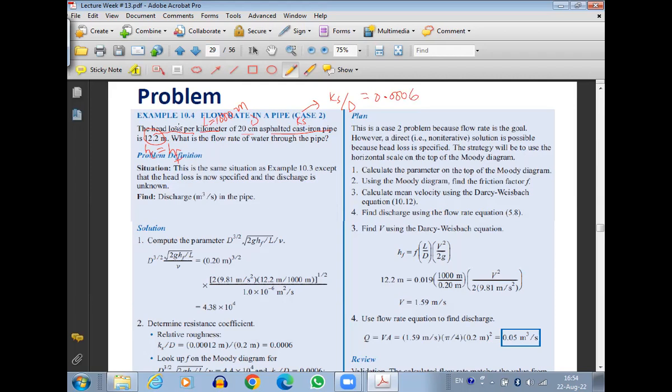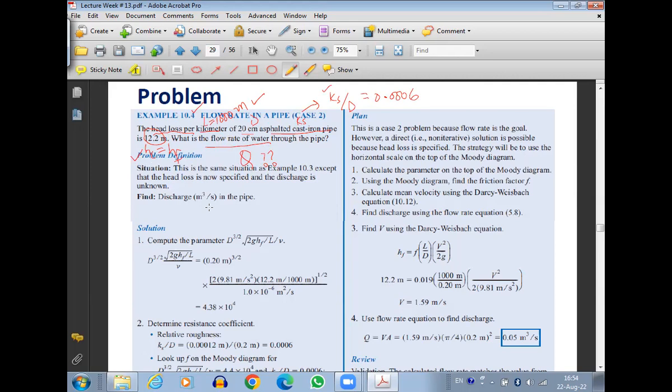Now, in this case, try to figure out what is given. Head loss is given, length is given, diameter is given, Ks by D is given. And what do we need to find out? We need to find out the flow rate, Q. This is what we need to find out.